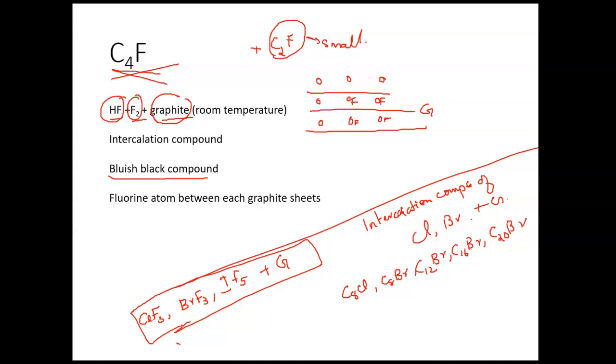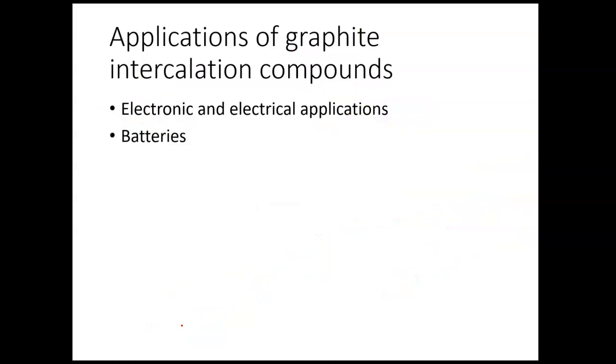as well as various interhalogen compounds. As we already mentioned, the applications of graphite intercalation compounds come under electronic and electrical applications. They have applications in batteries, and they can have applications in catalysis also. In some cases, they show some oxidative behavior and catalytic activity. But the important applications are electronic and electrical applications, as well as their tremendous application in batteries.